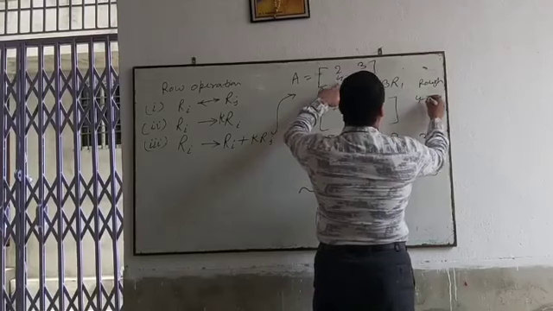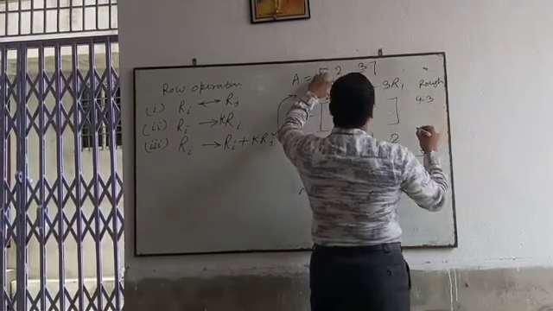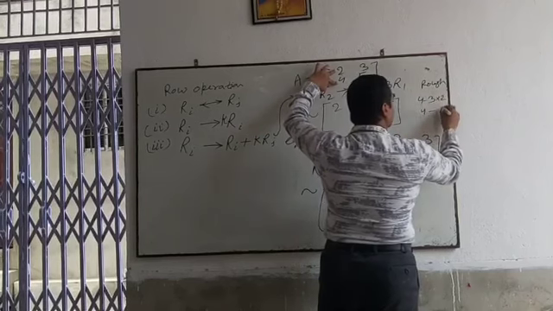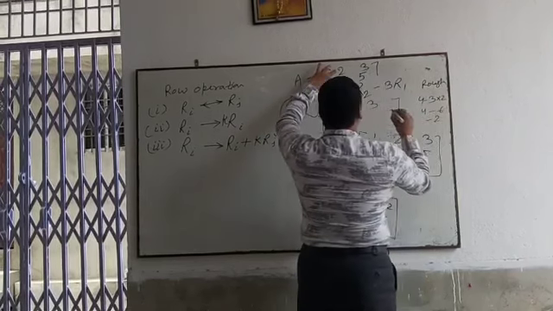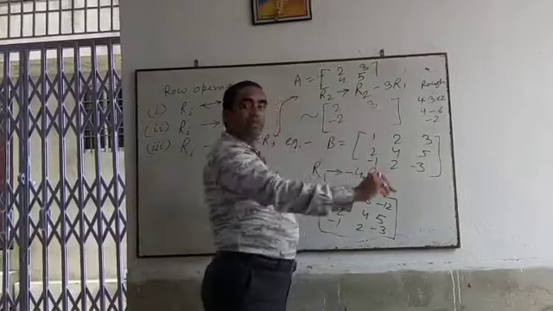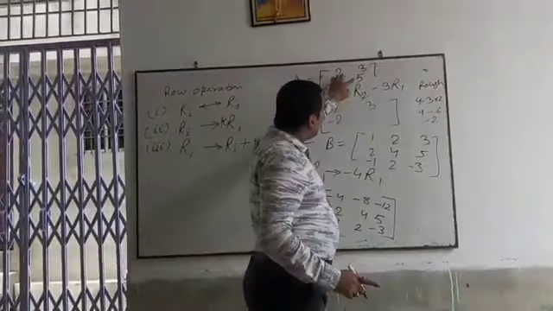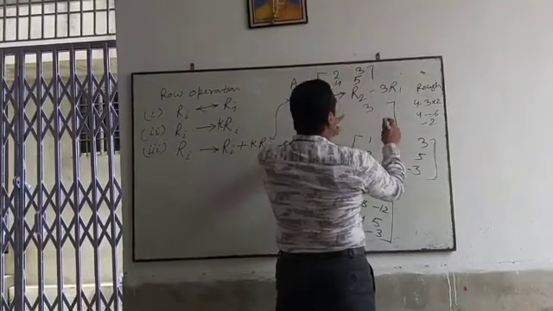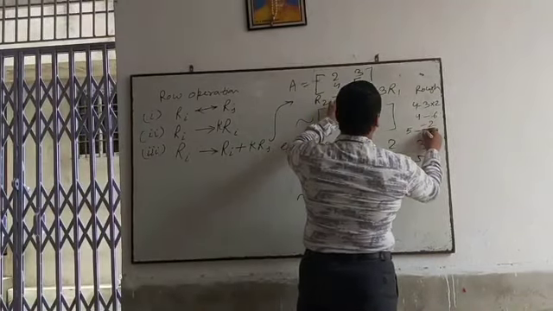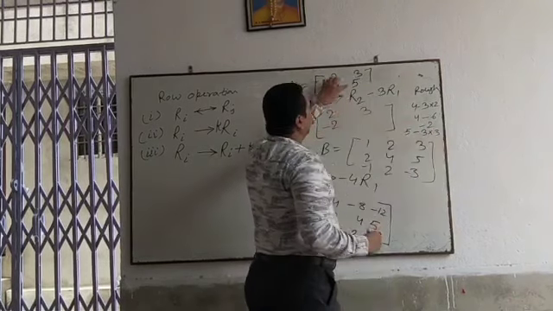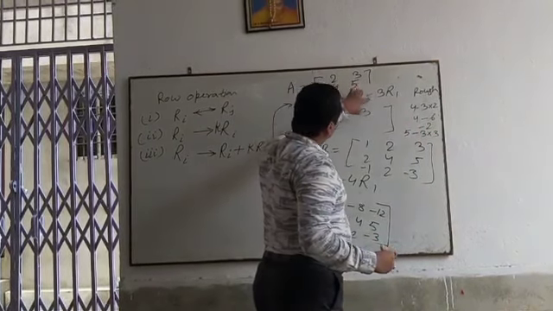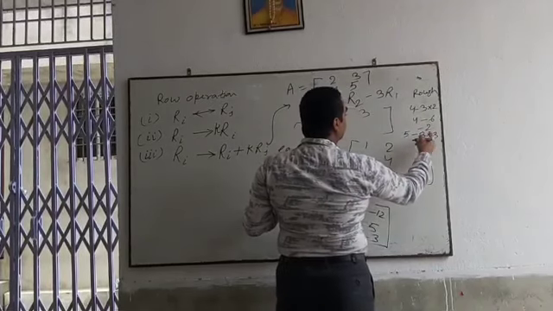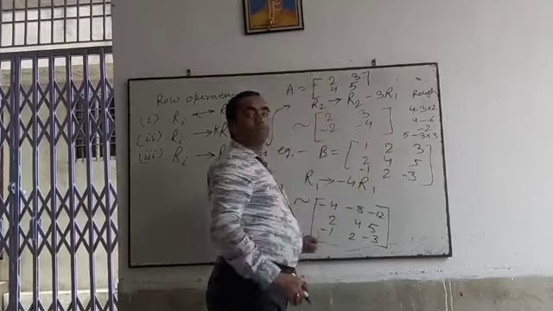4 minus 3 into R1. What is the corresponding element? 2. Then it is 4 minus 6, that is minus 2. So minus 2 will be there. Now the same thing here for 5. 5 minus 3 into 3. Then it is 5 minus 9, that is minus 4.